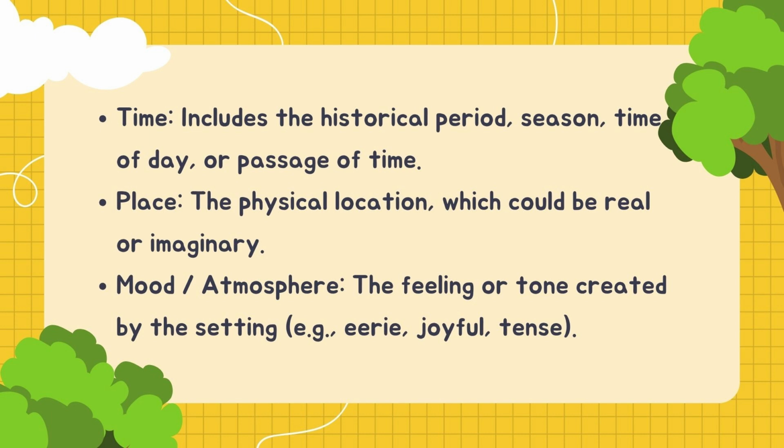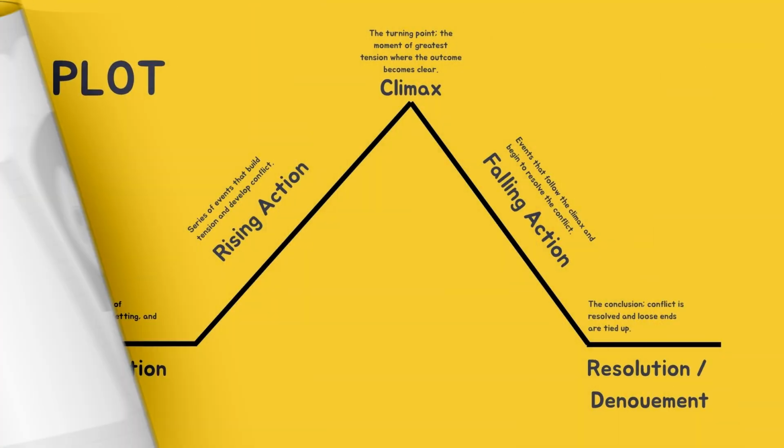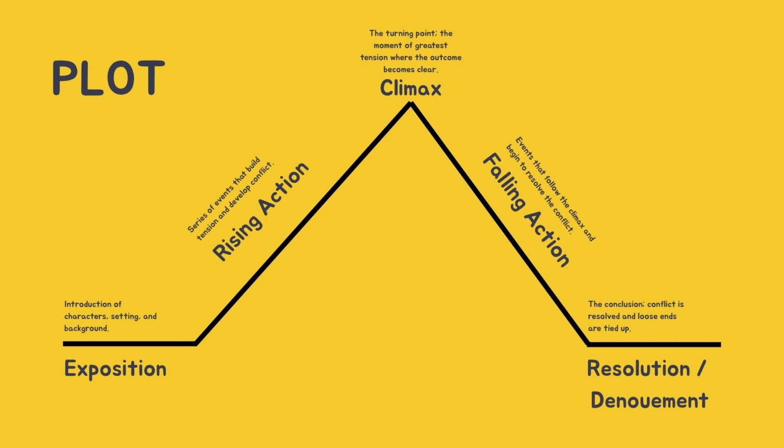Example, a small village in mountains. Mood or atmosphere, the feeling or tone created by the setting. Examples are eerie, joyful, tense. 3. Plot. The plot is the sequence of events that make up the story.